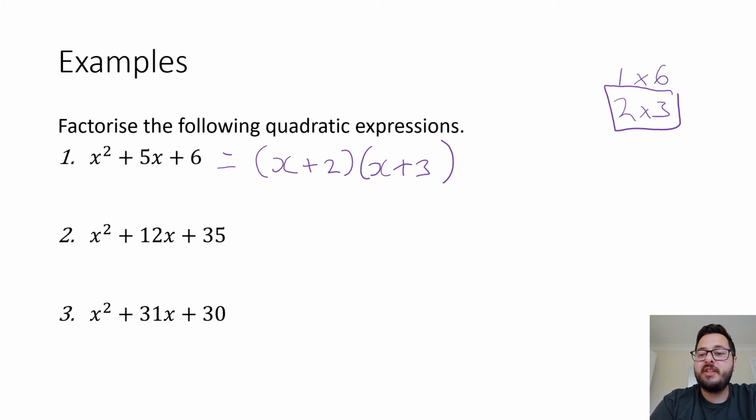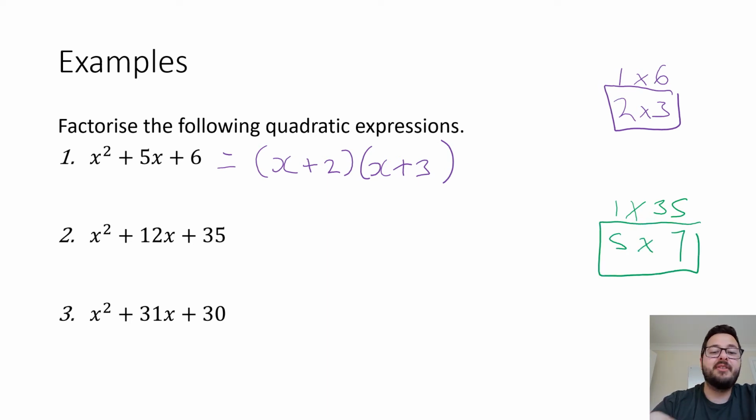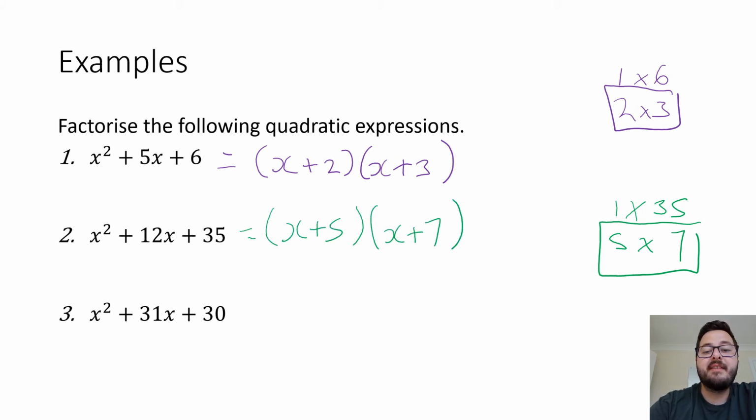So again, let's look at 35. There aren't that many things that times together. It's only 1 times 35, or 5 times 7. And it's going to be 5 and 7 that add up to make 12. So this is x plus 5, x plus 7. And then finally, we've got x squared plus 31x plus 30.